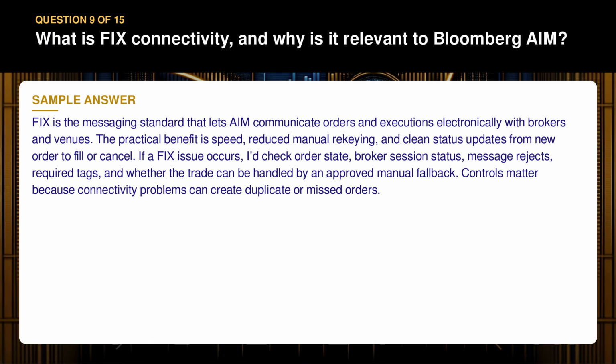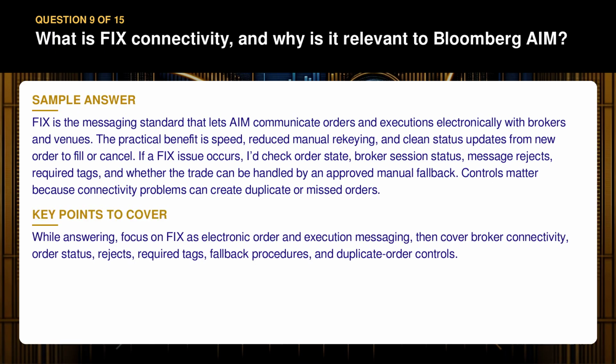Controls matter because connectivity problems can create duplicate or missed orders. While answering, focus on FIX as electronic order and execution messaging. Then cover broker connectivity, order status, rejects, required tags, fallback procedures, and duplicate order controls.